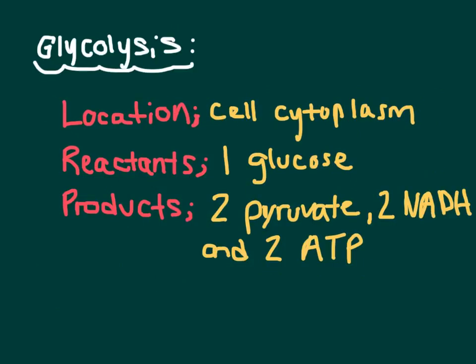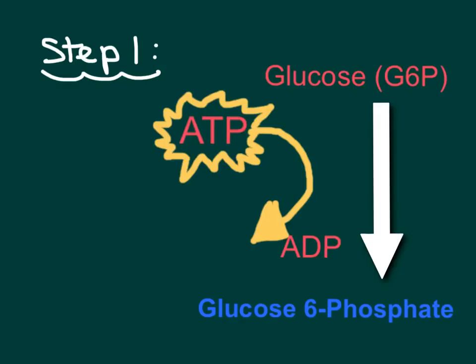The first stage of cell respiration is glycolysis. Glycolysis means sugar splitting and occurs in the cytoplasm of the cell. The only reactant for glycolysis is glucose, and all of the reactions are catalyzed by specific enzymes. The products of glycolysis are 2 pyruvate, 2 NADH, and 2 ATP.